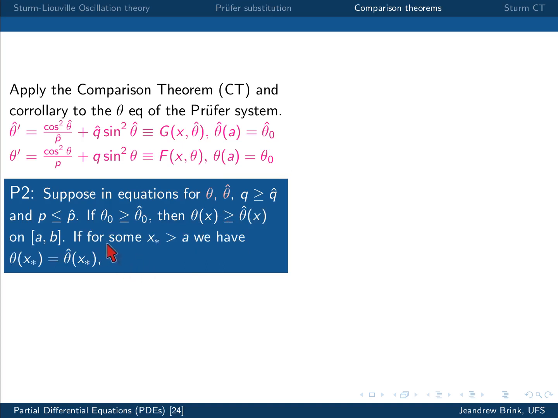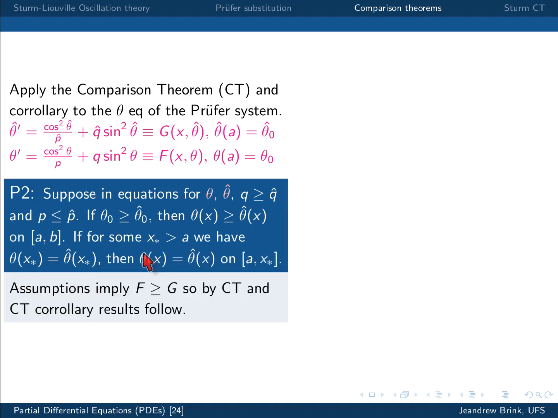Okay, and then the corollary we can also write, and we say if for some x star greater than a, we have that the two things are equal, then they were equal on the domain from a to x star. Okay, and the assumptions we've made here on P and Q imply that F is greater than or equal to G. Okay, and we see that because this first term is greater than that one, and the second term, because of this condition, is also greater than the second term there. Therefore, f is greater than g.